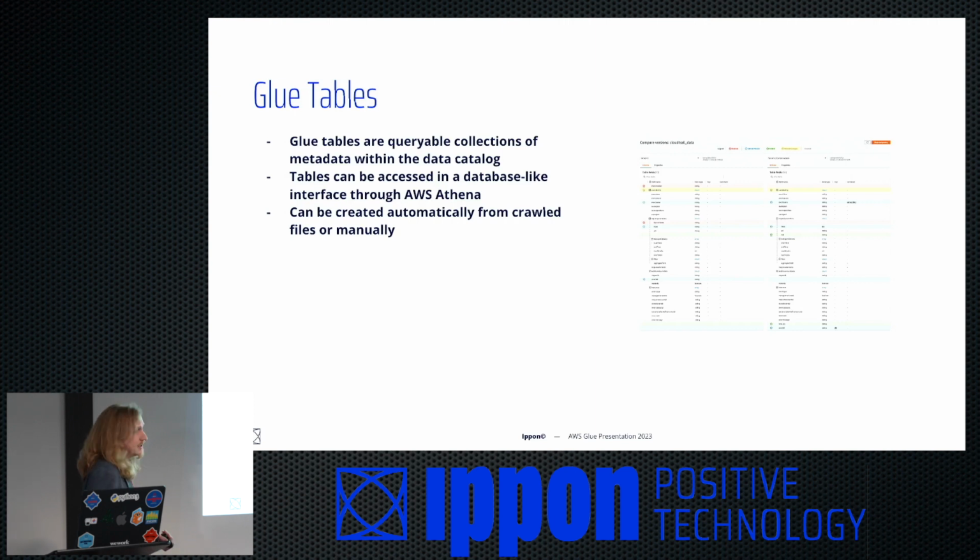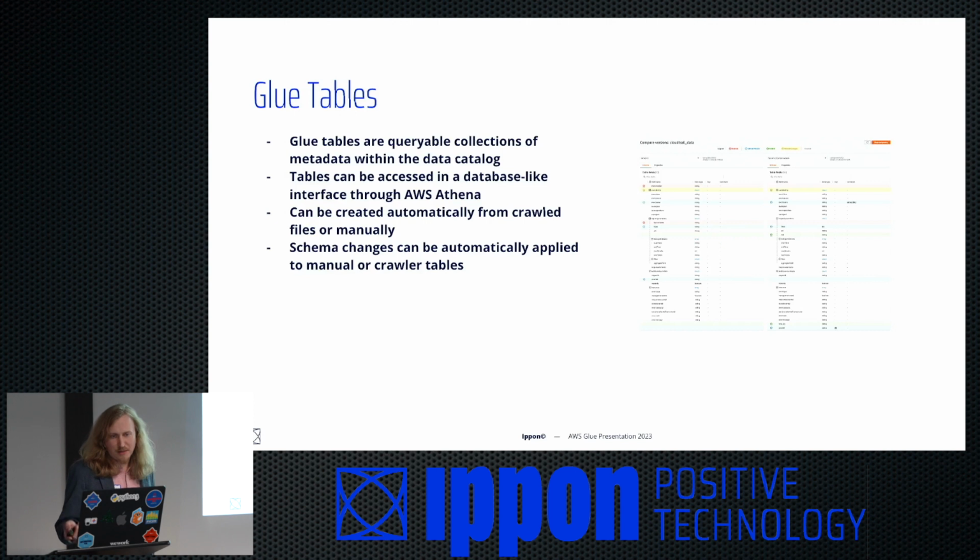You can automatically create them from crawled files, which is really nice if you have lots and lots of different objects and models coming in. You don't have to individually create tables for each thing. There's no DDL operations. There's no update set, right? It can handle all that for you. Or you can create it manually if you don't like the way the classifier classifies things.